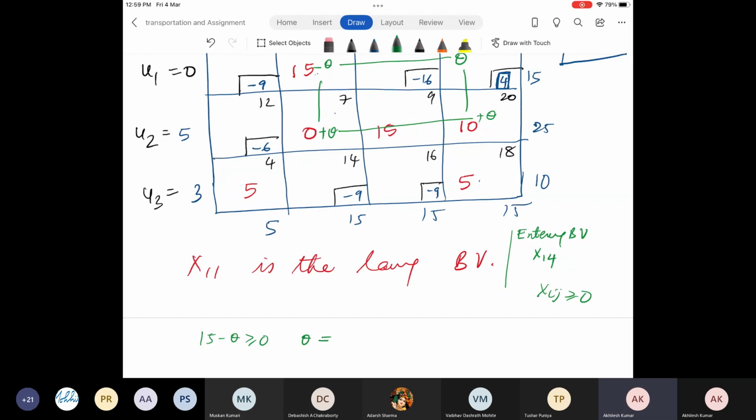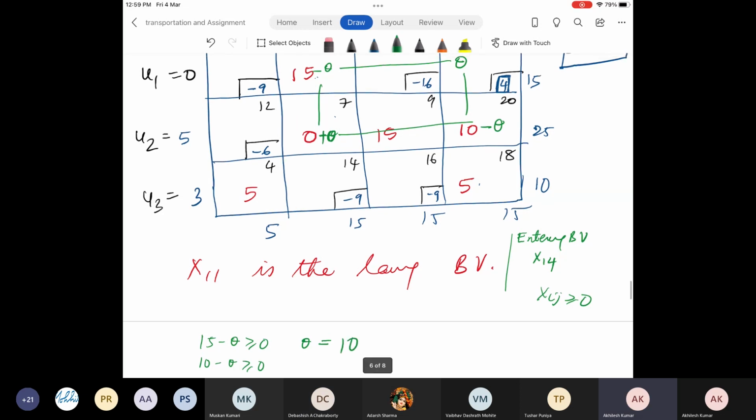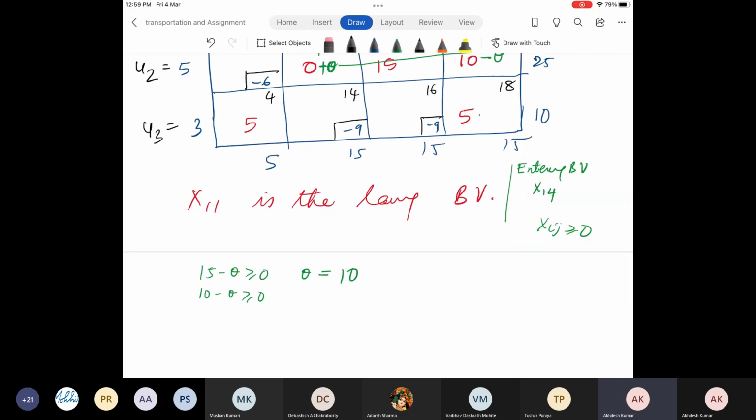Am I missing something? Theta minus 15 minus theta. Okay, I am making a mistake here. It should be 10 minus theta because I have added theta here. So I have two conditions: 10 minus theta should be greater than 0 and 15 minus theta is greater than 0. What should theta be equal to now? 10. So let's make a new allocation table.